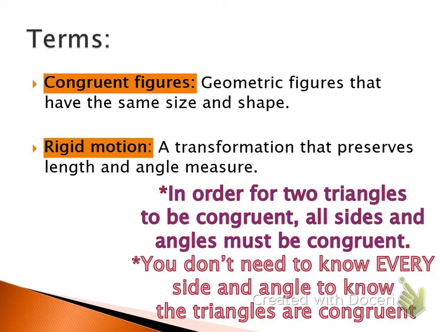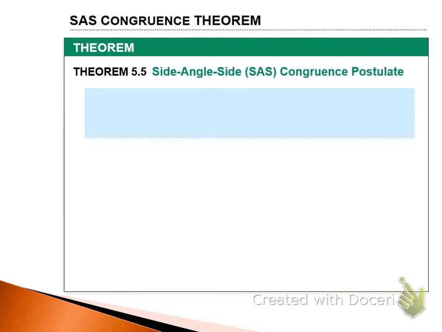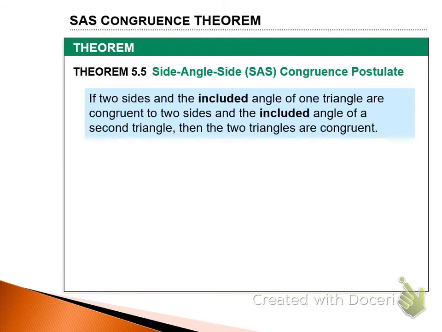It brings us to our first theorem that proves triangles are congruent. It's called side angle side. Go ahead and fill that in. It says Theorem 5.5. It's called side angle side. So Theorem 5.5 is side angle side.